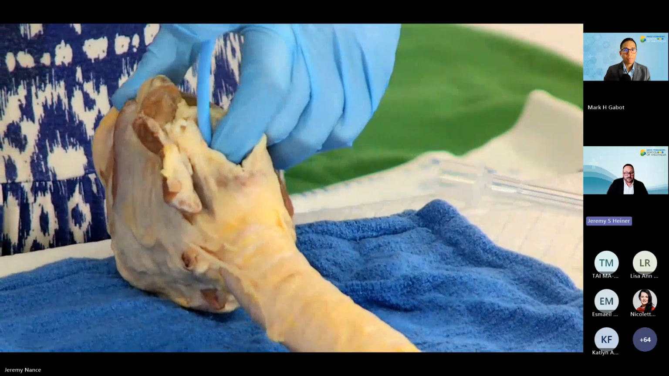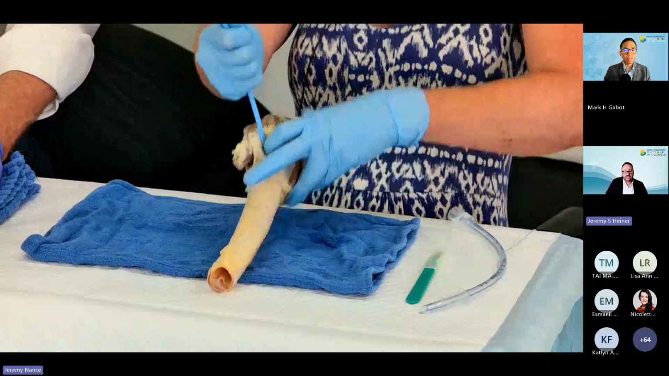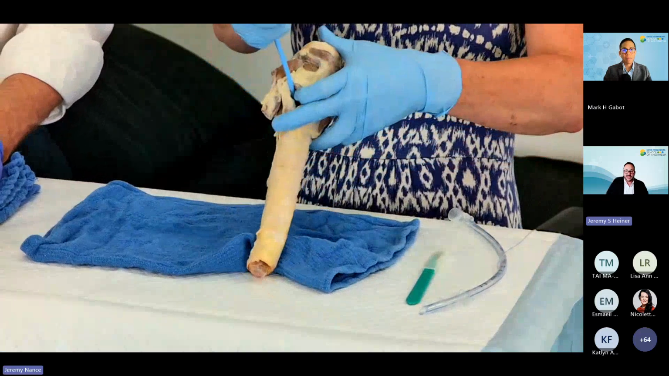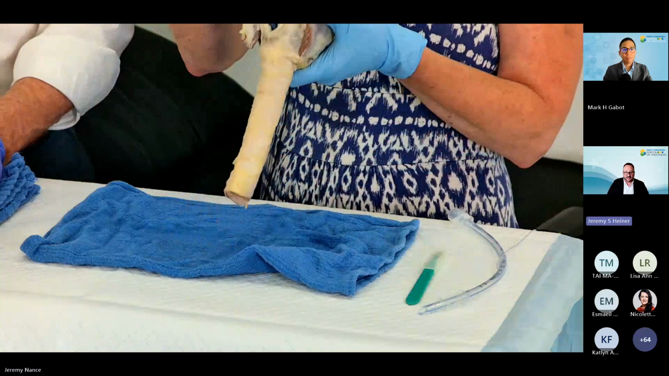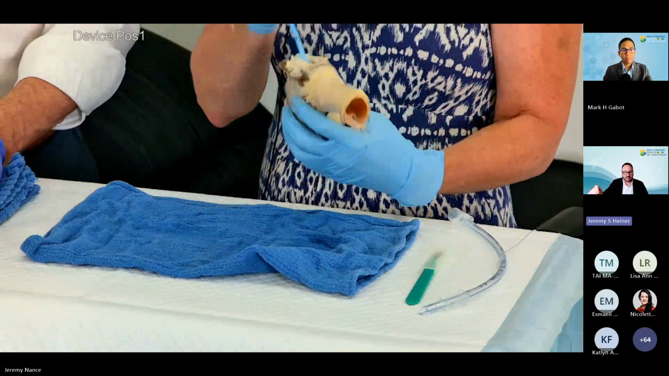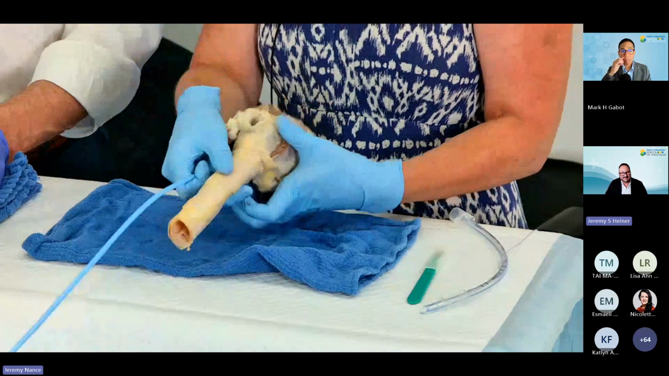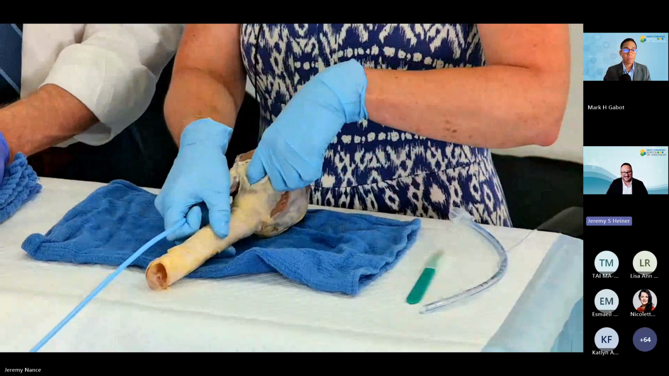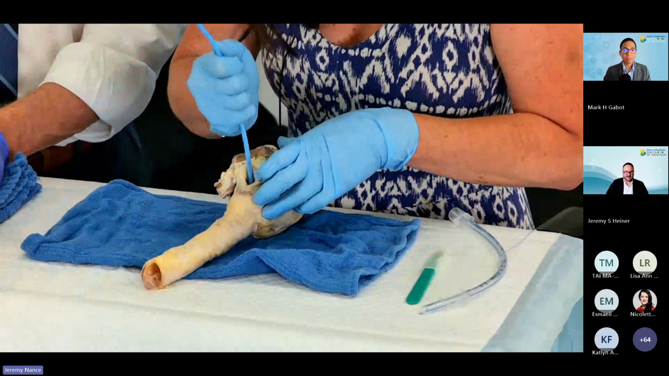Now there have been case studies that if we use too much force with the bougie, you can place the bougie in the tissue, especially in the posterior part of the trachea. The great news is with these porcine models, you can look up and see where that bougie is.